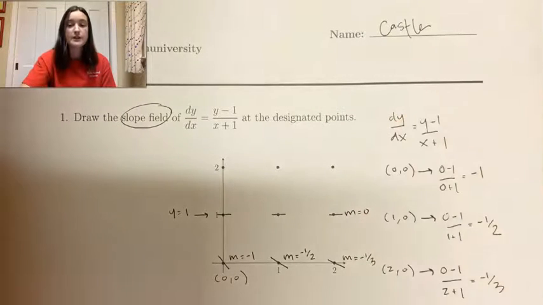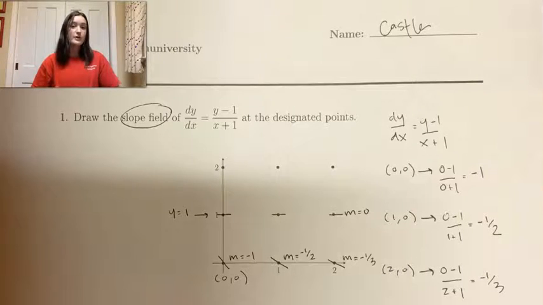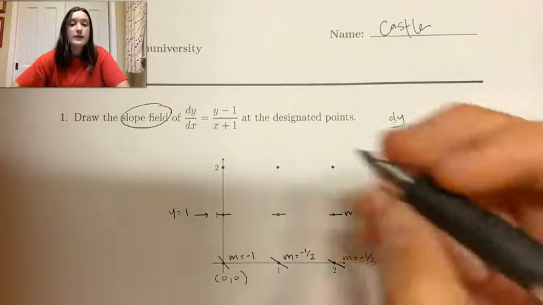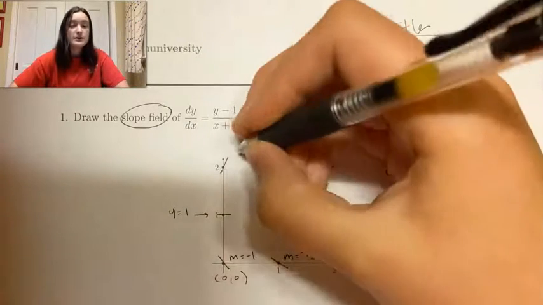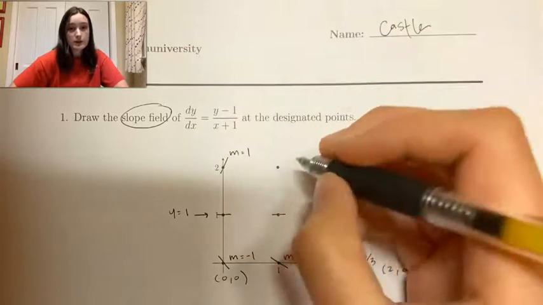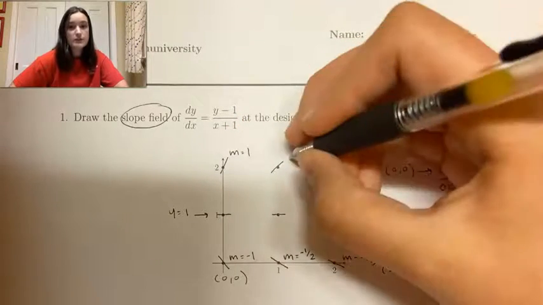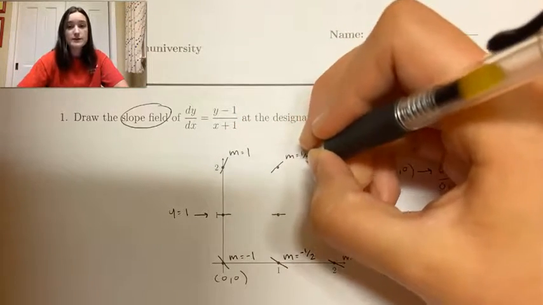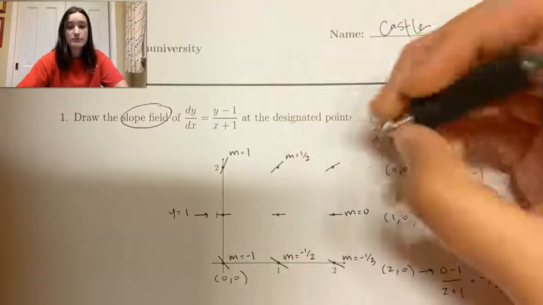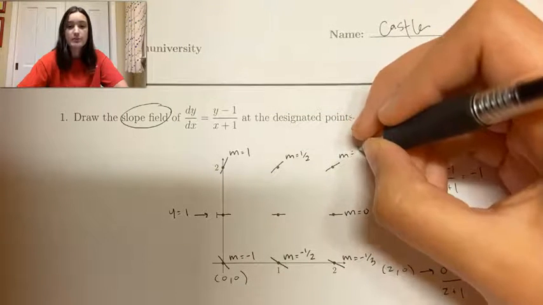So like you can see on that bottom line, they're all negative, so they're all going in that direction. And then on the second line, the slope is 0 on all of them, so obviously they all look the same. And then on this third one, they are all positive, so they're all going in that direction. And they're pretty much the same slopes as the bottom line.